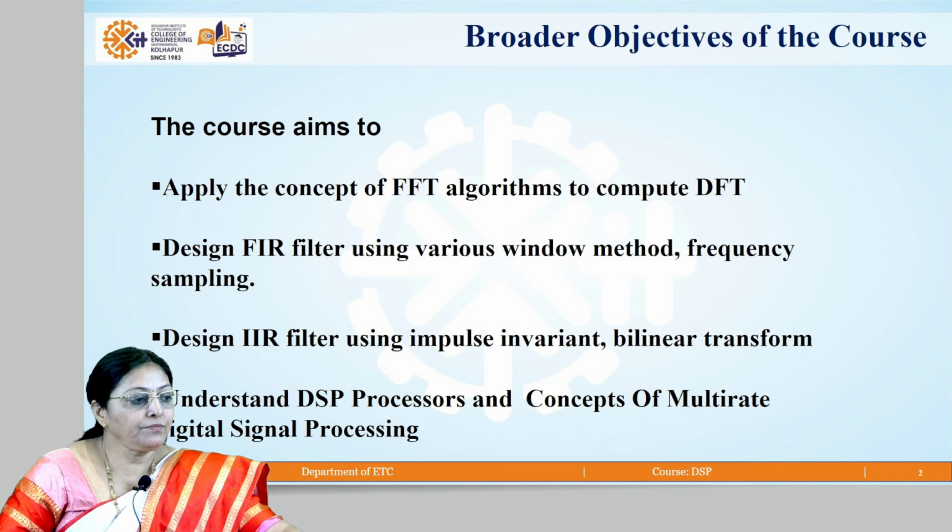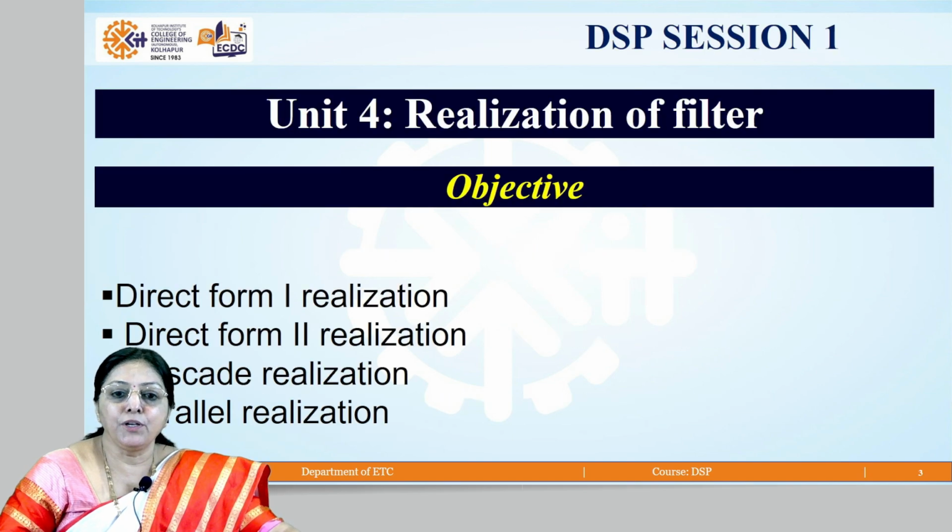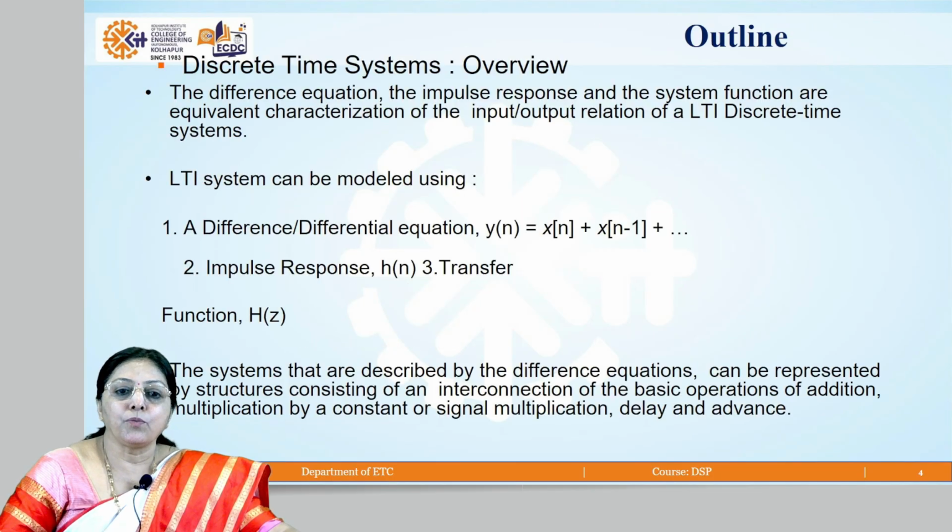Now, the next is the unit 4 objective, the realization of a filter. Basically, the objectives are the realization of FIR and IIR filters. We use different realizations for the FIR and IIR filters. We are going to study thoroughly the direct form 1 realization, direct form 2 realization, cascade realization and the parallel realization. Before that, what background knowledge should you have for realization?